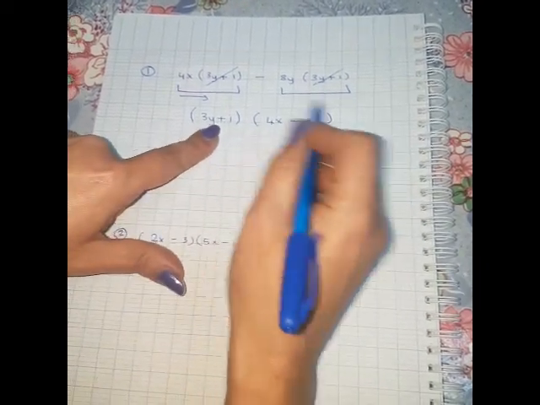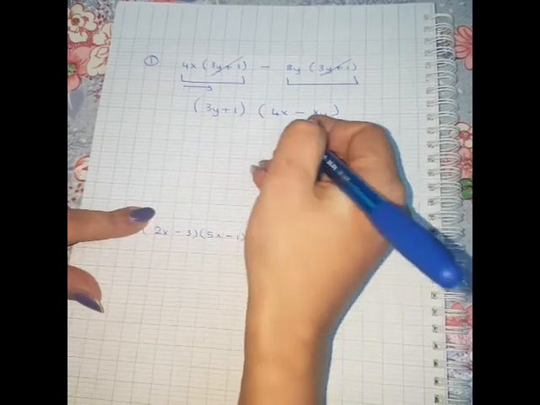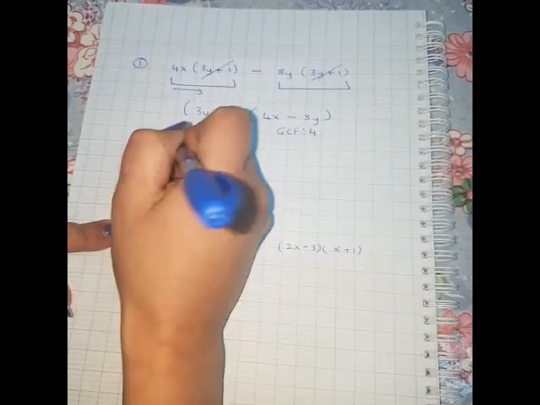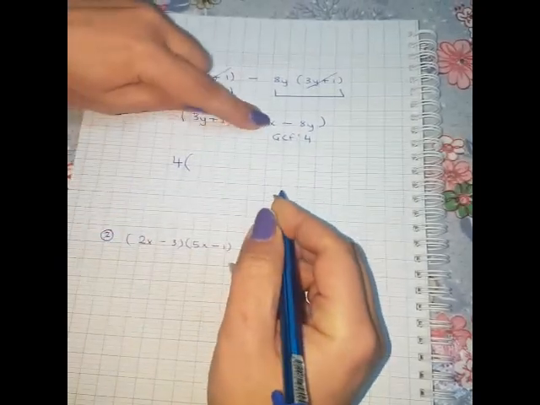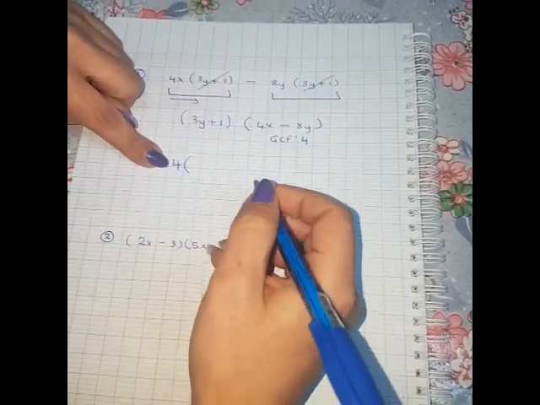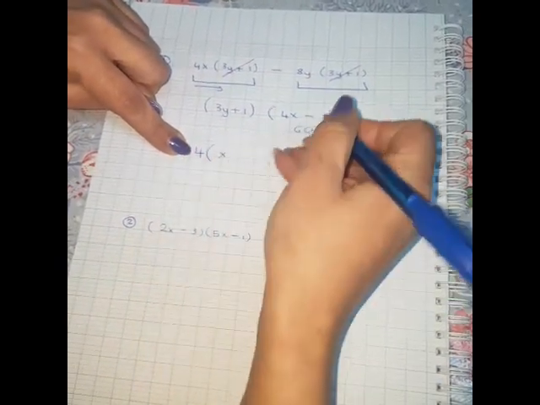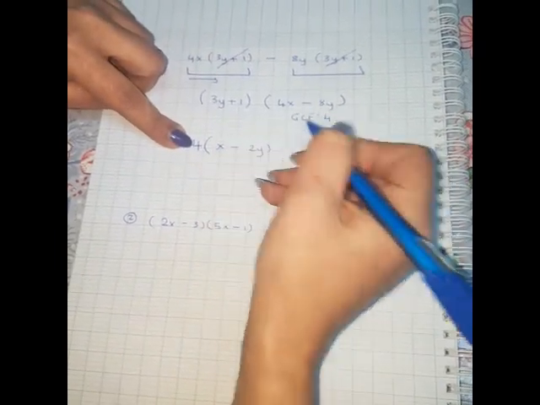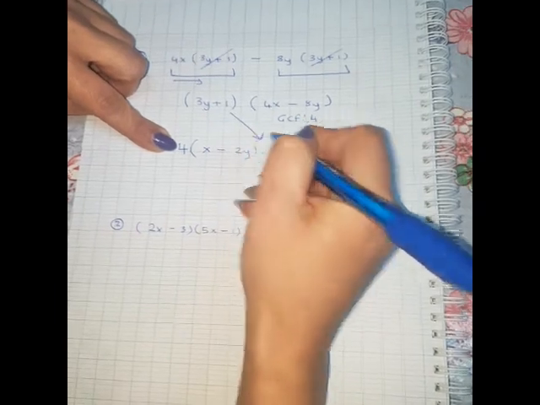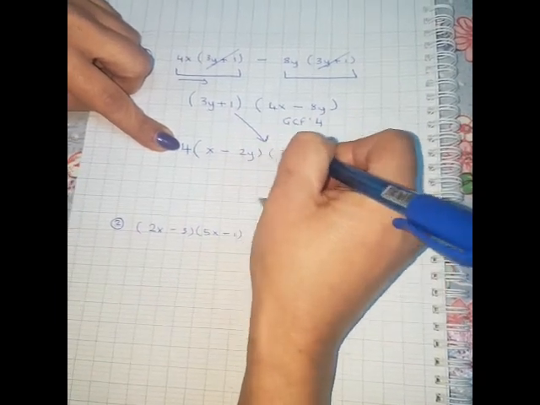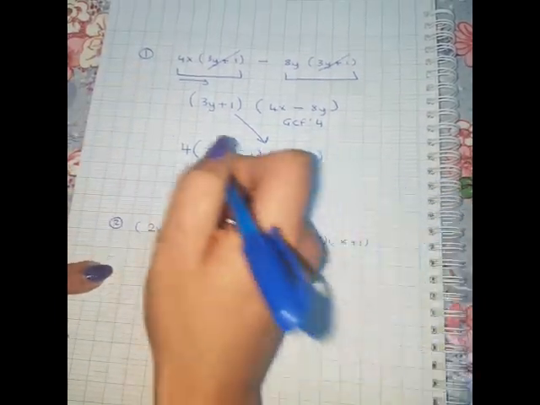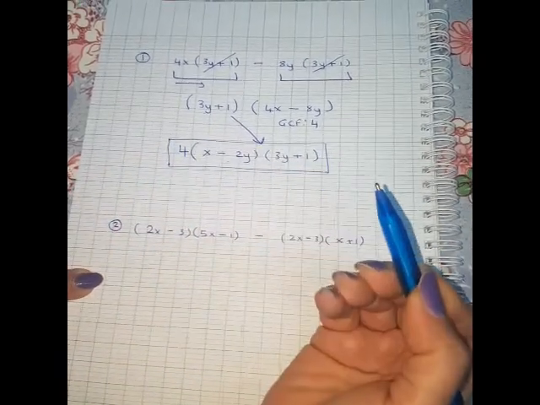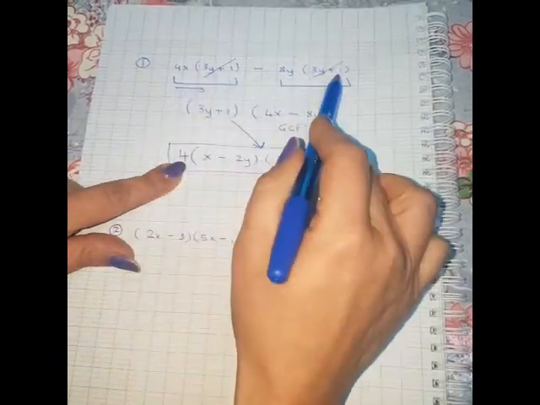Do I have any common GCF here or here? Yes, I have a GCF here of 4. So I bring the 4 to the outside. 4x divided by 4 is an x, minus 8y divided by 4 is a 2y. And I bring this down as my answer. So my final answer is 4 times (x minus 2y) times (3y plus 1). I have factorized the expression.